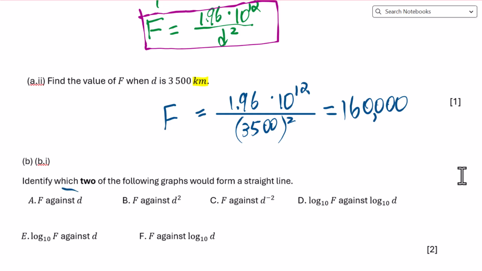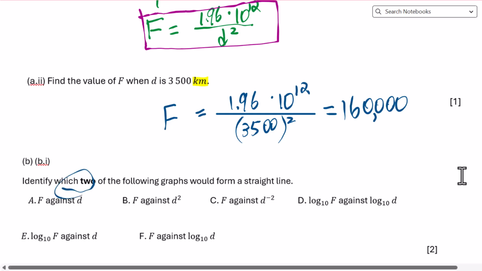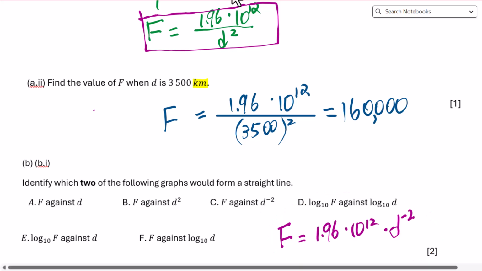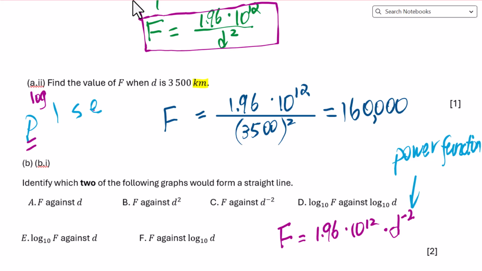Identify which two of the following graphs would form a straight line. We can write down the equation into F equals 1.96 times 10 to the power of 12 times d to the power of negative 2. You could say this is the power function model. Based on this policy, log-log graph will result in a power function model.